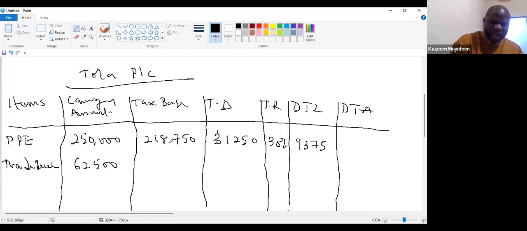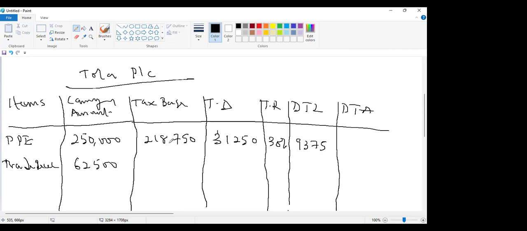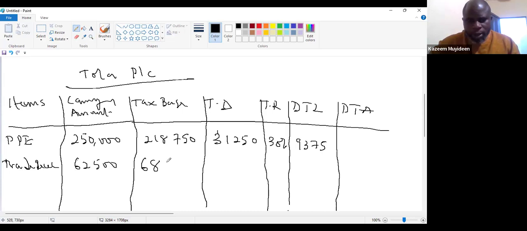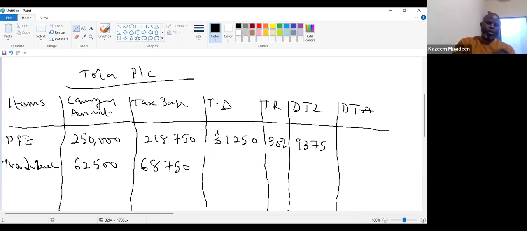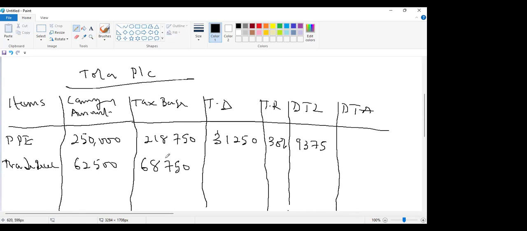Number 4 will be applied. Why? Because there is no provision for that debt in the eyes of the tax people. So their tax base will be what? 68,750, because they don't agree with the provision for doubtful debts. Has it created a temporary difference? Yes. What is the temporary difference it created?